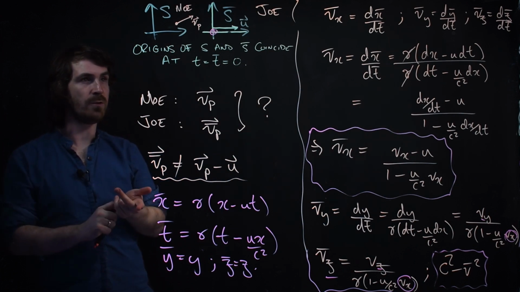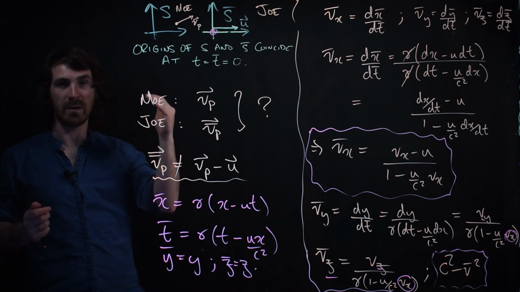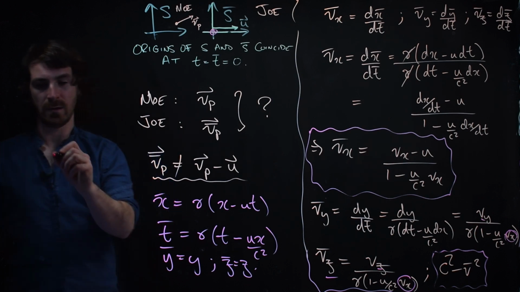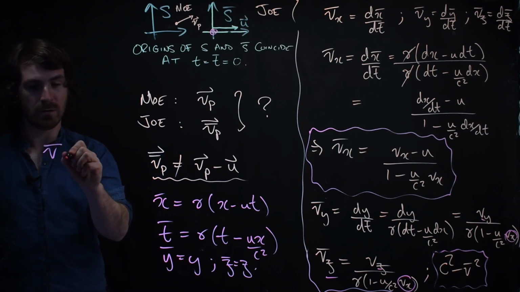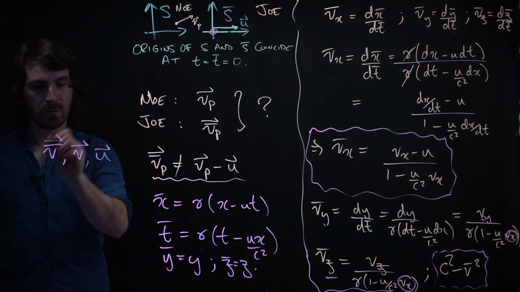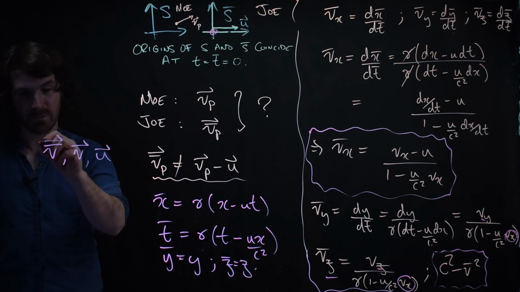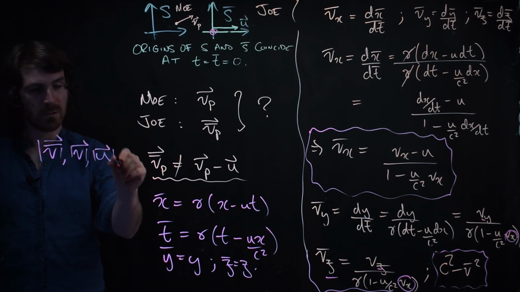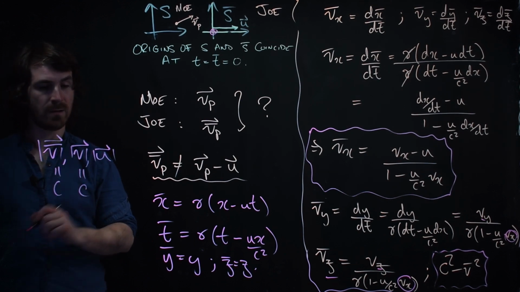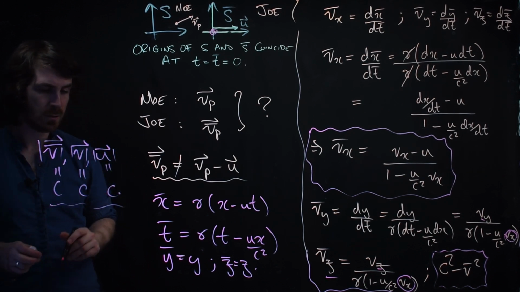So if two out of three of those take their maximum value, and remember we have a speed limit, it's the speed of light, c. So out of the three velocities, v bar, v, and u, if two out of three, and we're thinking about the magnitudes of these things, equal c, the speed of light, then we find that the other one must be the speed of light also.